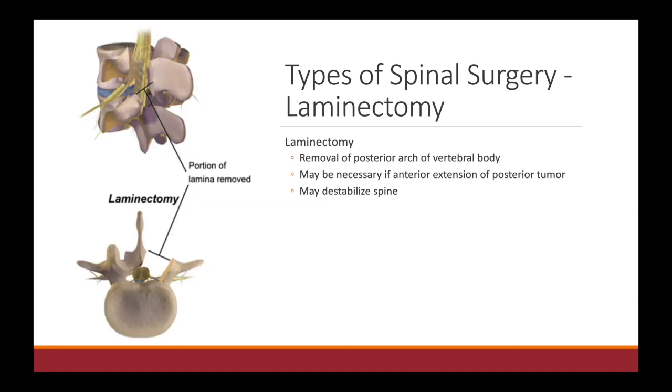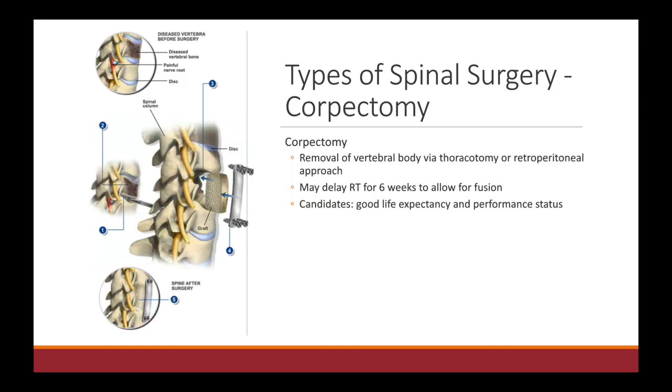Something that's a little bit more involved is what is known as a laminectomy. A laminectomy involves removal of the posterior arch of the vertebral body. So the lamina, which connects the spinous process to the transverse process, is removed. And this might be necessary if there is anterior extension of a posterior tumor. And a laminectomy may destabilize the spine because we're literally removing a piece of the bone that's in the vertebra.